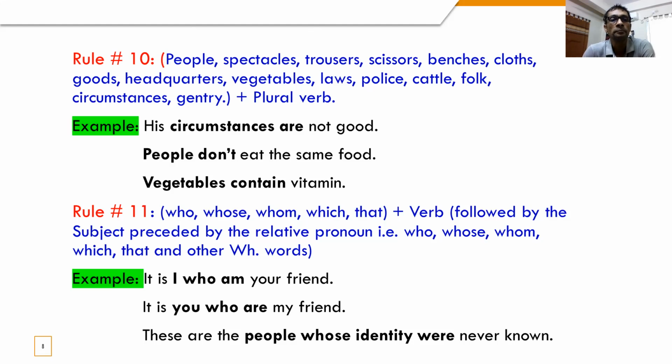Look at the example. It's I who am your friend. It means that since you are using who, there is a subject I, singular, and that is why am. It is I who am, not is. It is you, singular, followed by who, and who is preceded by you, so that is why are. It is you who are my friend. These are the people whose identity were never known. So this rule is a little bit tricky, and of course you have to be very cautious in using this rule. Okay, dear students, moving on, going to the next slide.